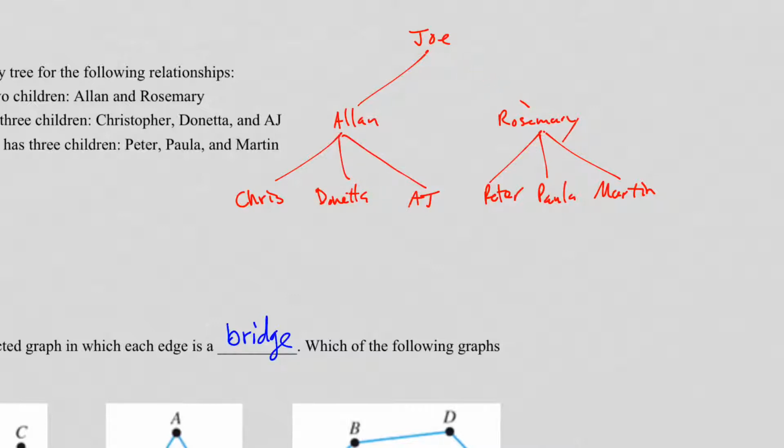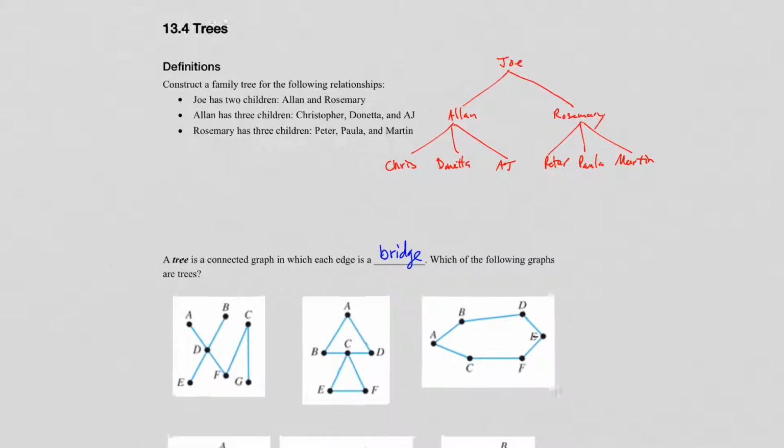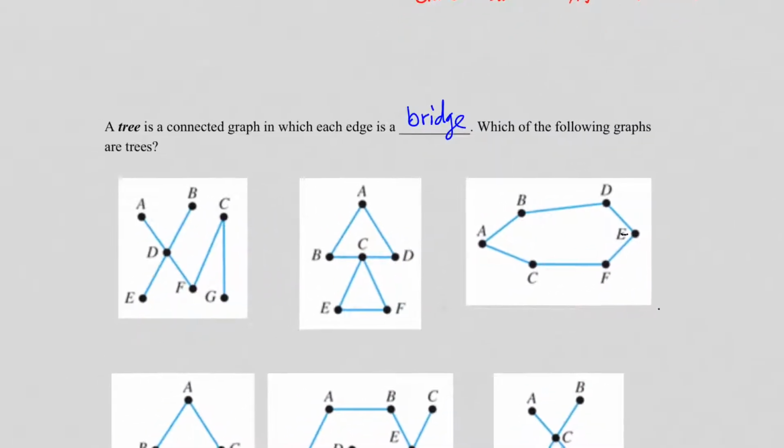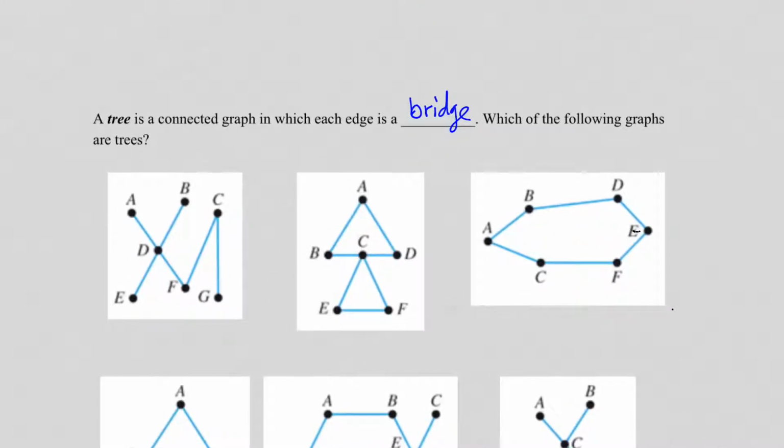If we take this one right here to Rosemary, then we're completely cut off from the family on the right side. Okay, there's no way to get there. Okay, so all of these are essential. But with all of them there, we can connect each person. Okay, we can connect them all. So that's what I mean by a tree is a connected graph in which each edge is a bridge.